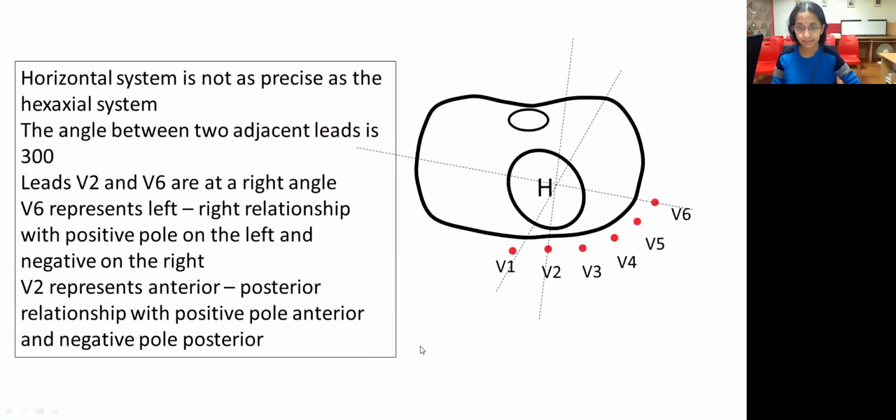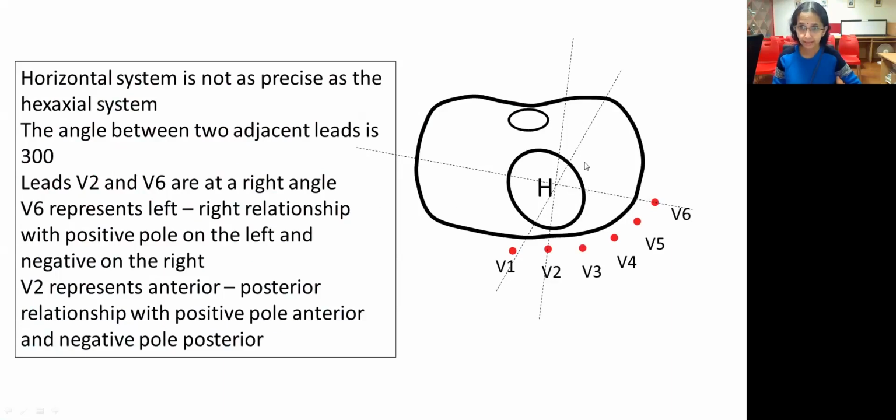And we did this last time, and we're just going to summarize the way the leads are put on the chest, ranging from V1 to V6. In this, the angle between the two leads is 30 degrees and the angle between V2 and V6 is 90 degrees. So similarly, the way we used leads 1 and aVF, or lead 2 and aVL, or lead 3 and aVR in the frontal plane, we can also use the leads V2 and V6, which are perpendicular to each other, to determine the axis in the horizontal system.